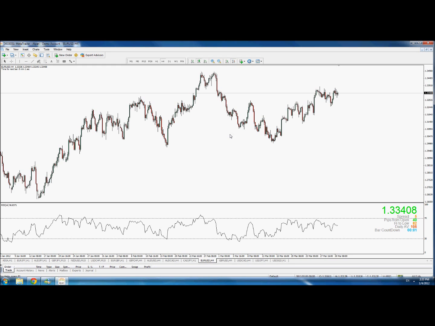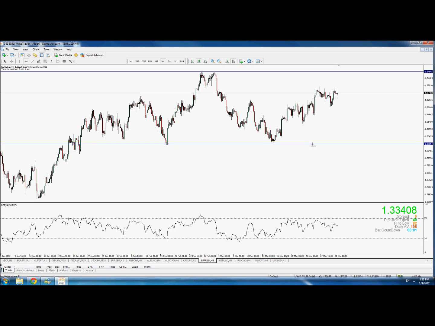So starting with everybody's favorite, the euro dollar. That's what I always do: start from the H4 chart. I'll start plotting my support and resistance. This is the ceiling, this is the floor.